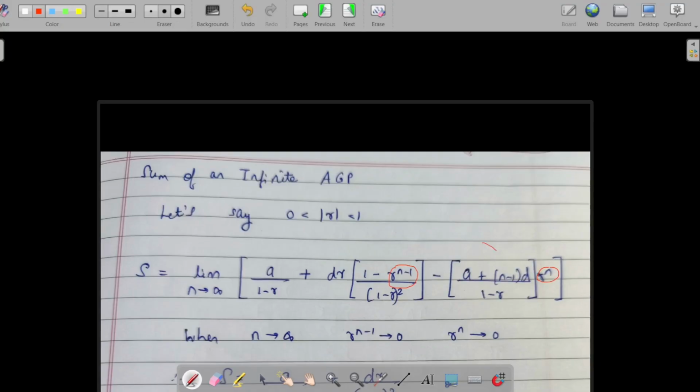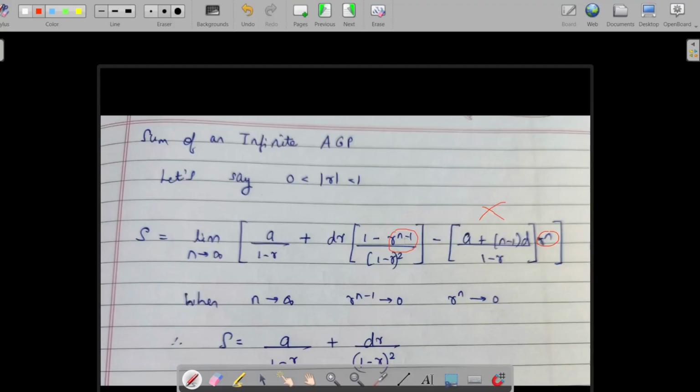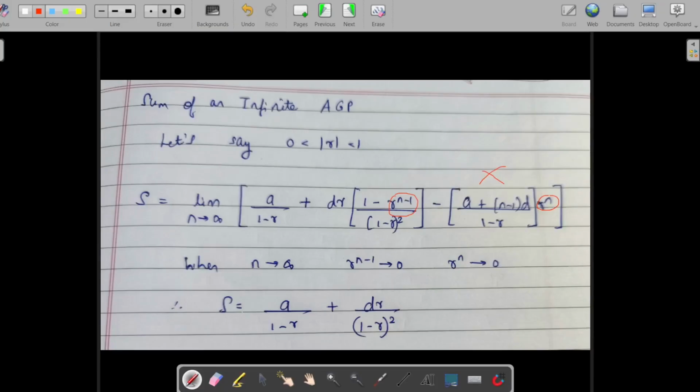So first of all, you can completely ignore this term, and then here also you can ignore this part. So finally, the sum of an infinite AGP will be a upon 1 minus r plus dr upon 1 minus r whole square. If you can remember this formula, I would advise you to remember it, because in JEE Mains, I have observed calculations can get very quick if you remember this formula, because this is a very simple series when you view it from an angle of JEE Mains.